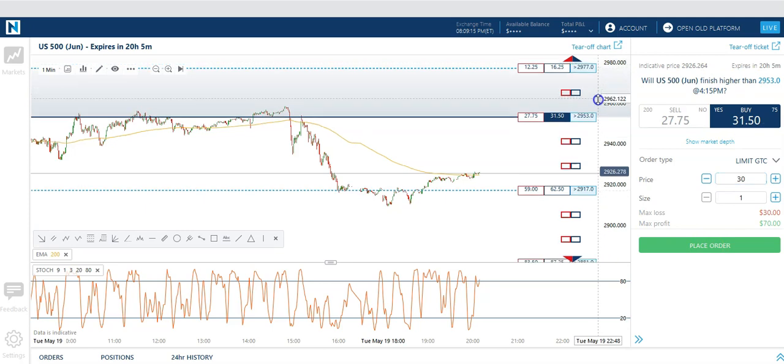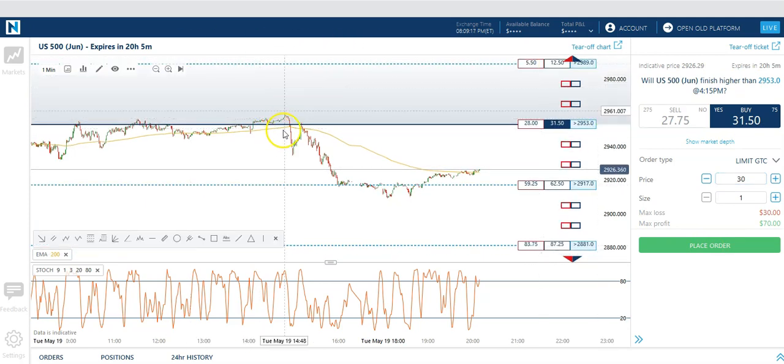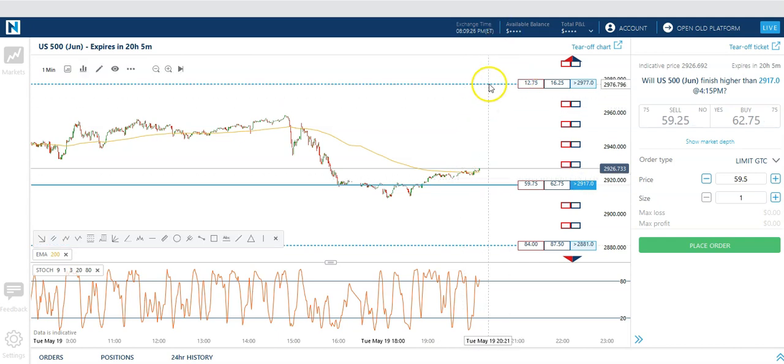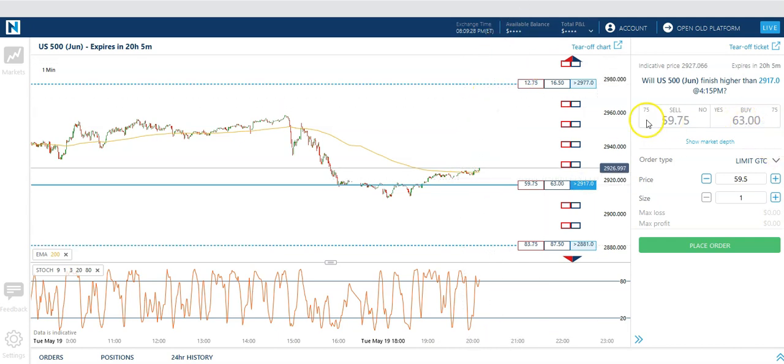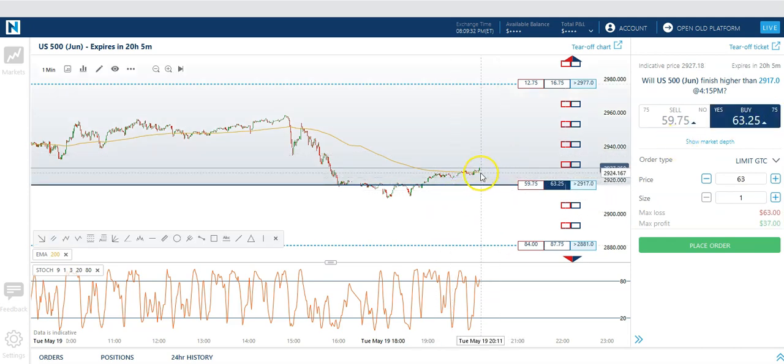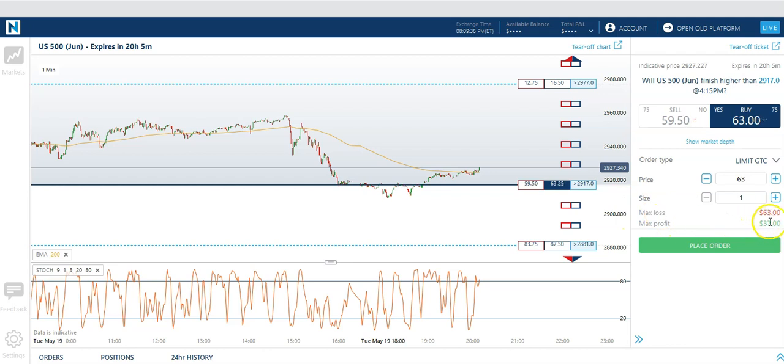Now, let's say we're just selling off and I actually think, hey, we're near a low, a big support level, right? Well, I could buy this if I think we're going higher, at this level. If we close above, I could make a profit of $37. So I'm essentially saying, yes, we're going to close above this level.